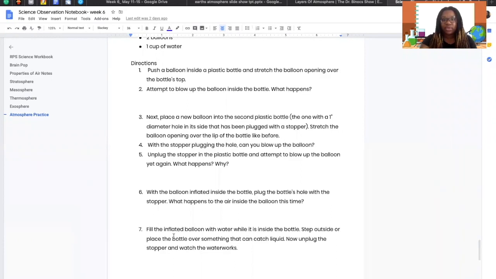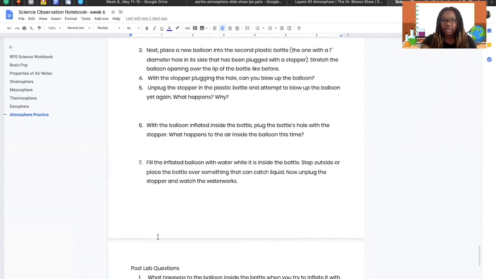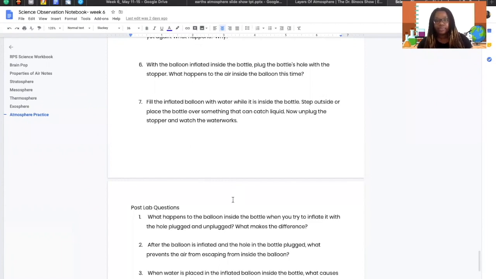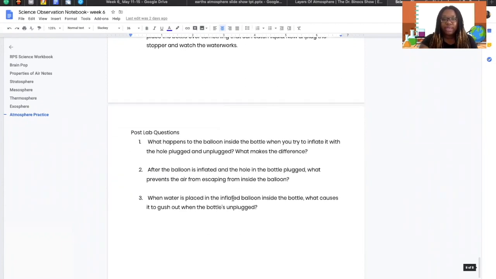All right. Then you're going to fill the inflated balloon with water while it's inside the bottle. Step outside or place the bottle over something that can catch a liquid. Now unplug the stopper or your tape and watch the waterworks. Here are your post-lab questions.